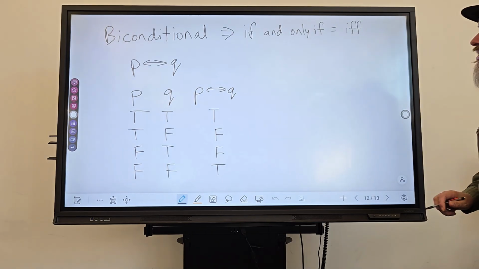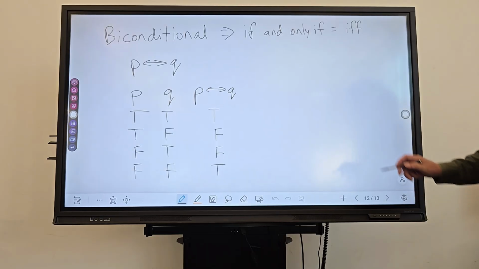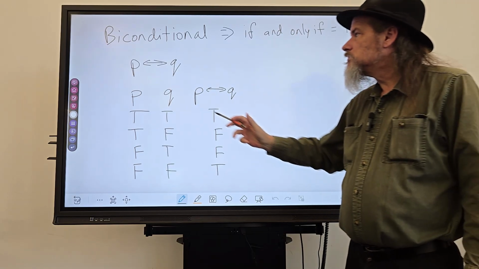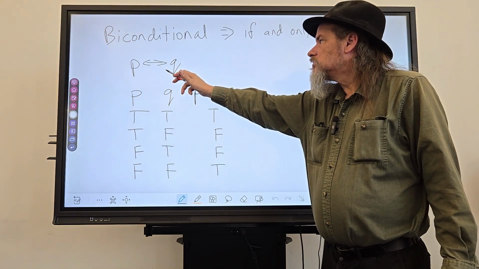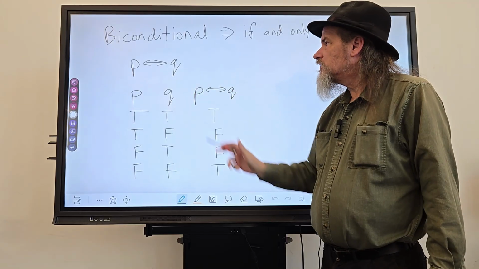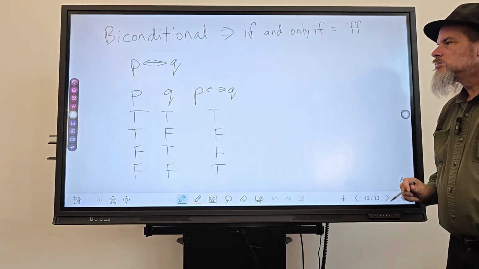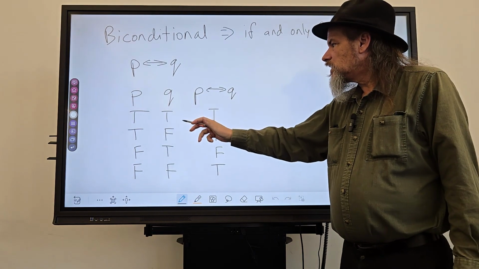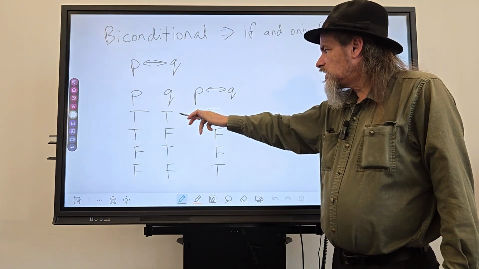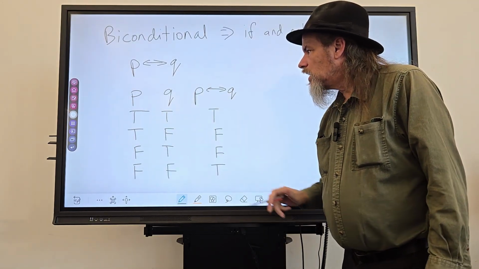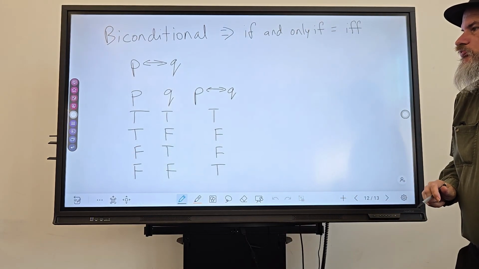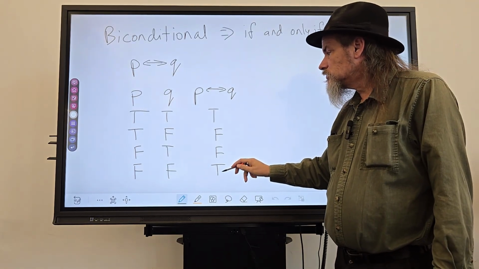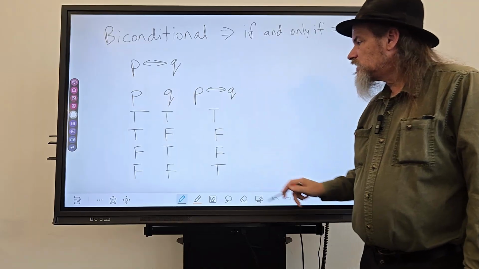Biconditional. If and only if, sometimes written IFF, is written as the double arrow, P if and only if Q. The truth table is the values here, which is true if they match, false otherwise.